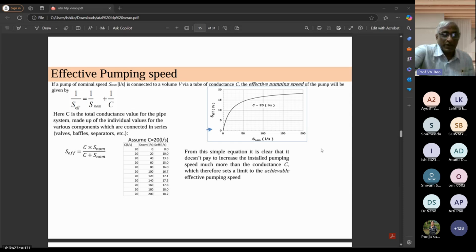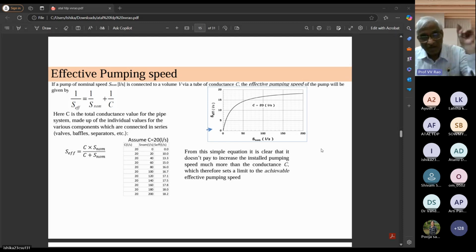Now, if you carefully observe the table, the conductance is fixed, 20 liters, 20 liters like that. Now, if you are purchasing different pumps, different pumps will have different pumping speeds, because nominal pumping speed you take from the company and you calculate your conductance. From there, you get the effective pumping speed. What do you do with this effective pumping speed? This is required to make the pressure drop profiles.